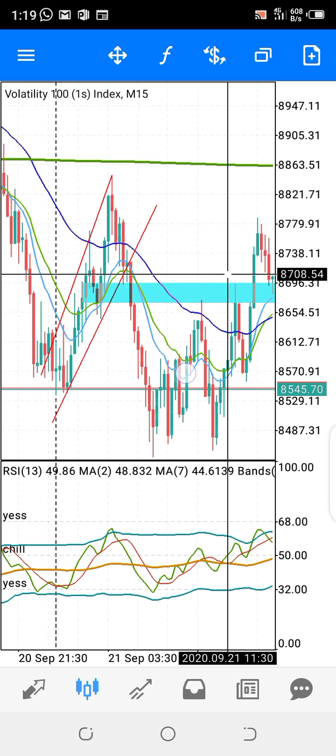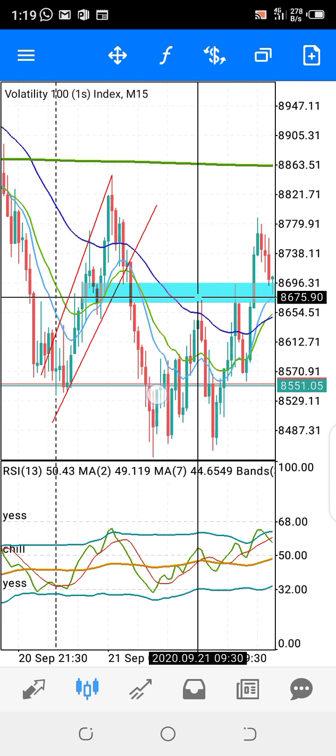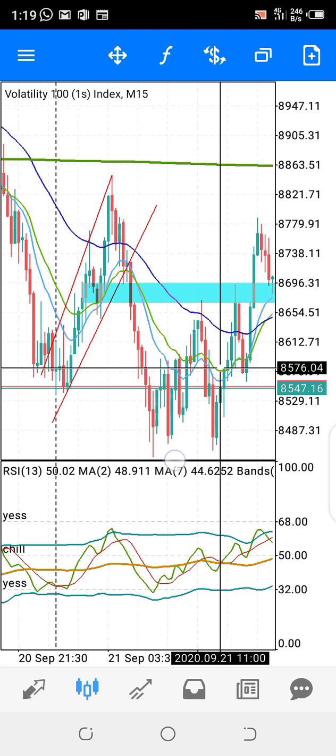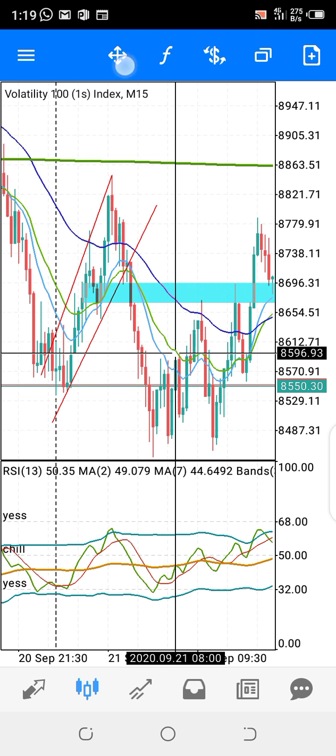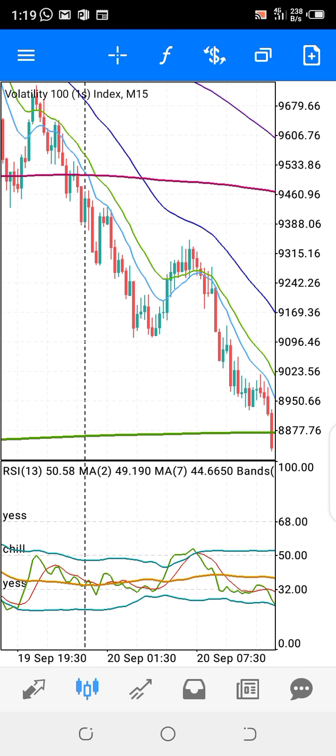Then another one here, but after finding the first retest, you don't need to use it again, so we're going to trade this one only, then it's over. Okay, that was another nice setup.